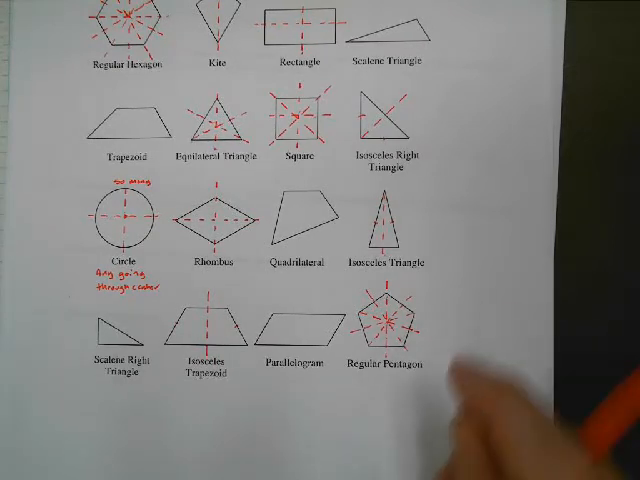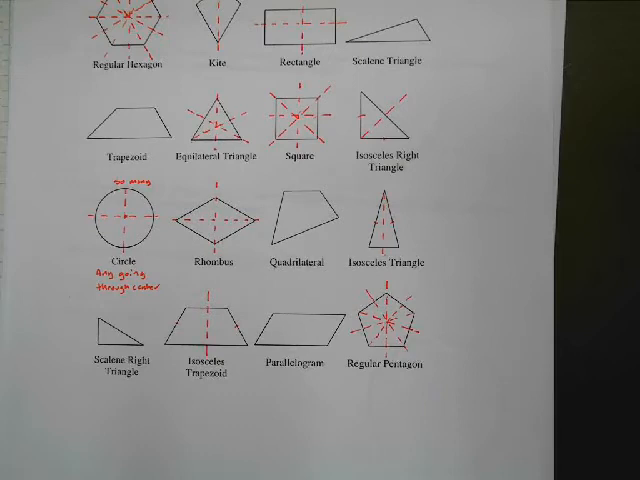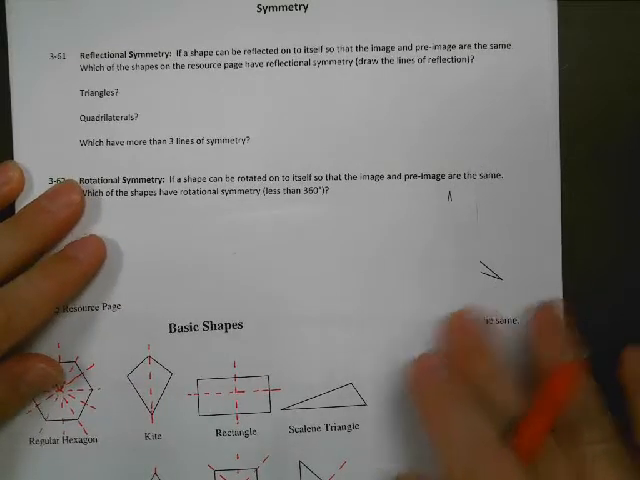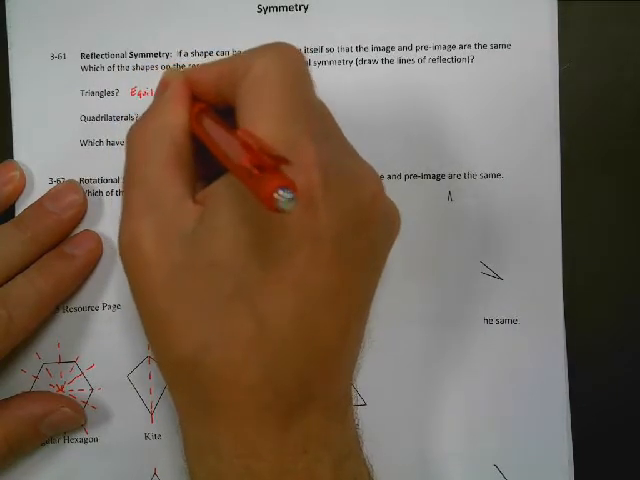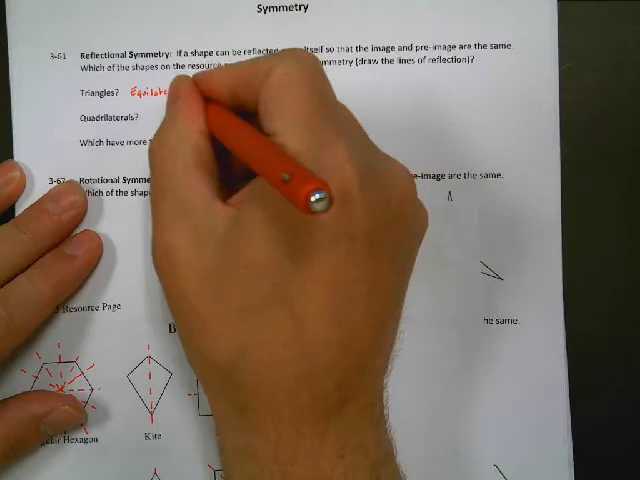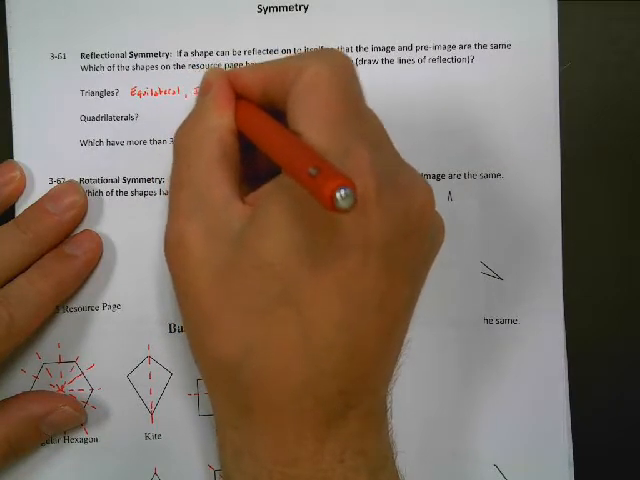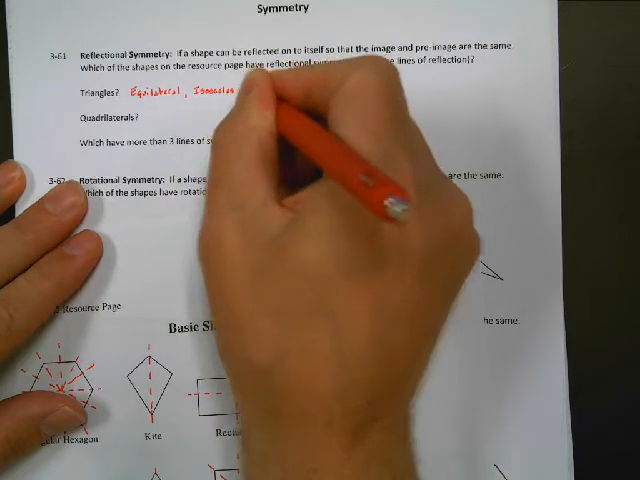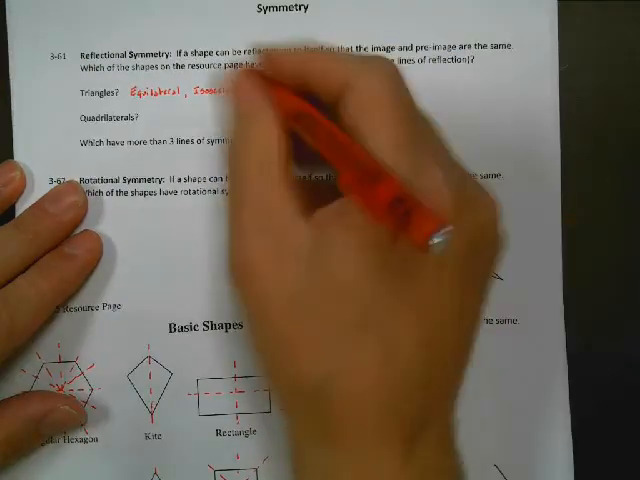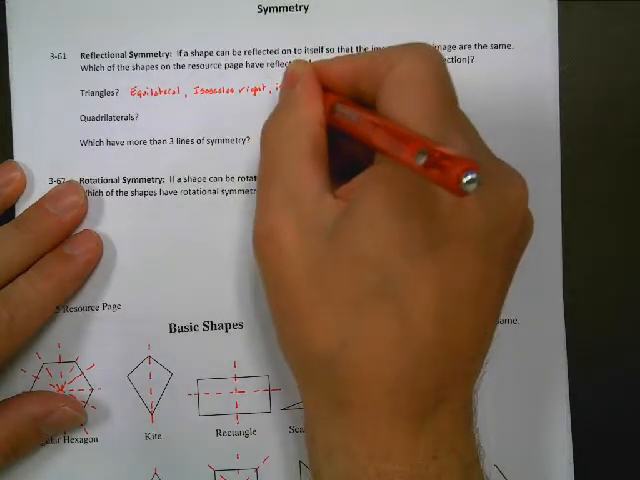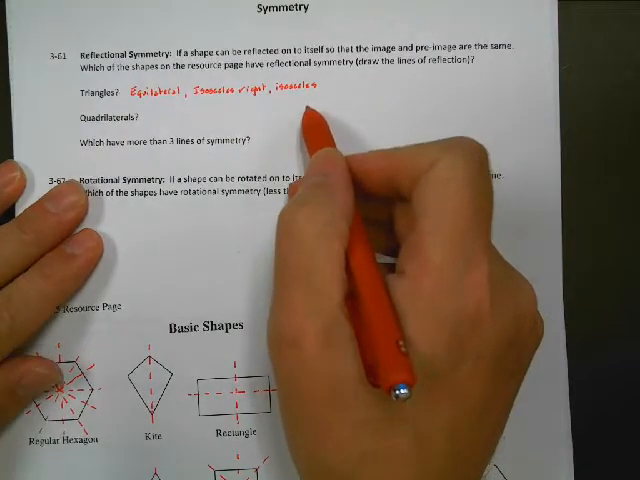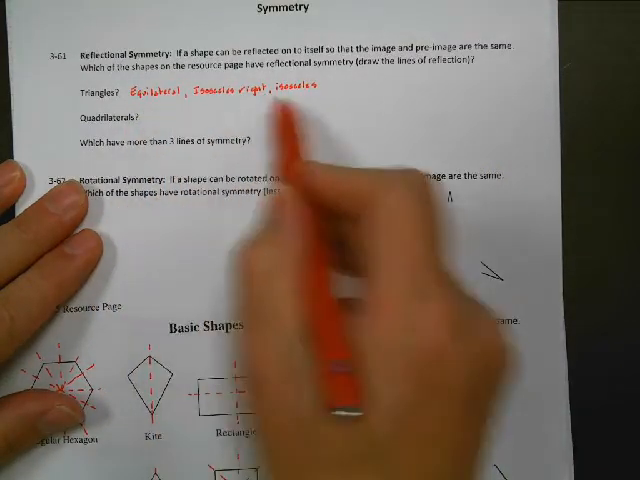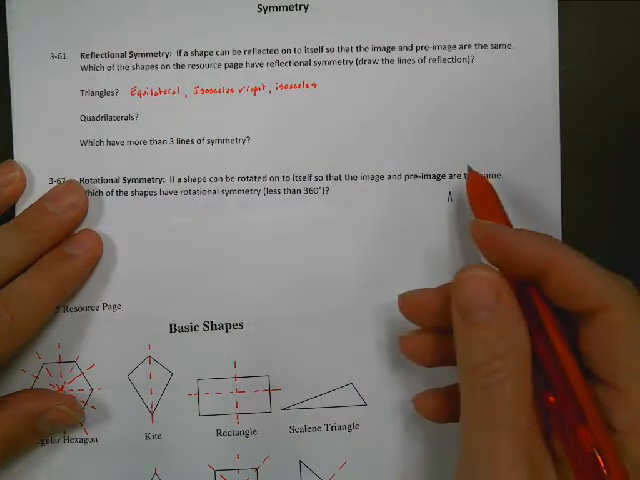All right, so there's all of our different reflectional symmetry. It says which triangles are going to give us reflectional symmetry? Well, the equilateral triangle did. The isosceles right did. And just the regular isosceles did. What do all three of these have in common? They have sides that are the same length. So we're only going to get symmetry in triangles if some of the sides have the same length.